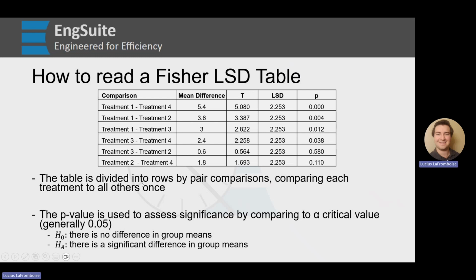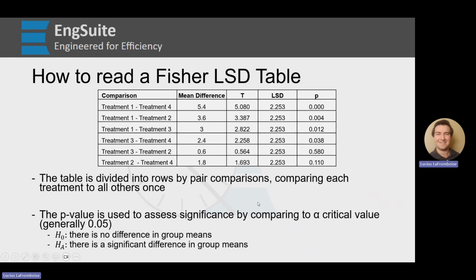You'll see that this table is divided into rows by comparisons. We're comparing each treatment to each other treatment one time, sort of like a round robin. The p-value is used to assess the significance of this mean difference by comparing to an alpha critical level, generally 0.05, but check with your organization. Again, we're assessing whether or not this mean difference is significant by this p-value.